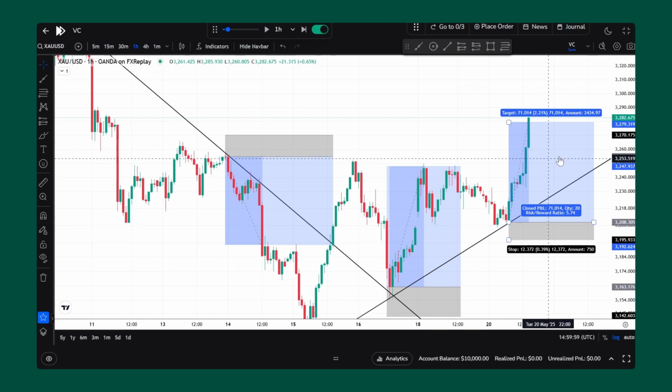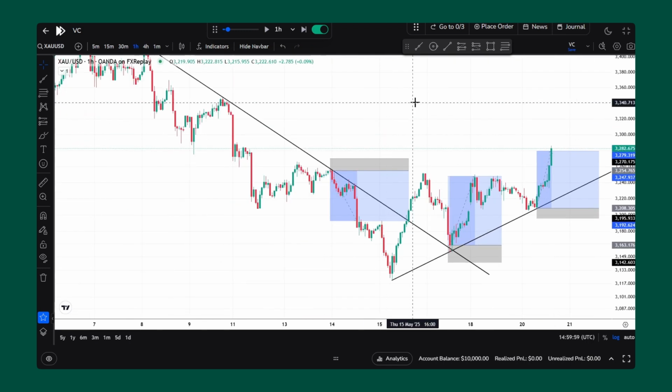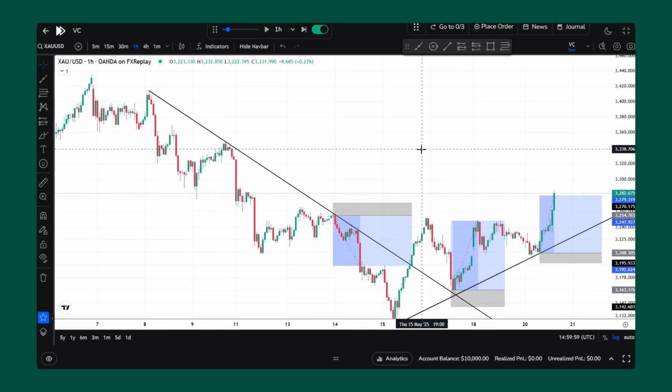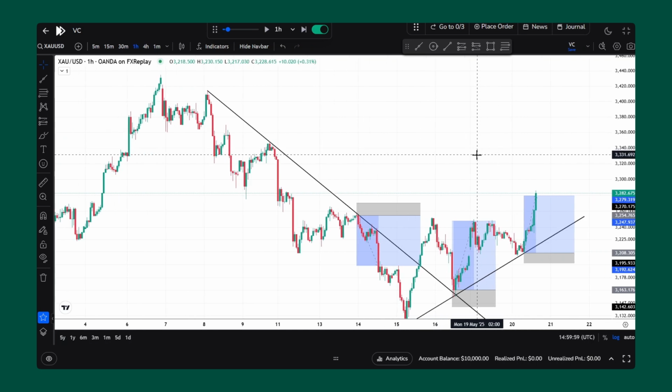So this is how simple using trendline as a trading strategy is. It is by far the simplest and also one of the most efficient concepts in the forex market on how you can make money. I want you to remember a few things.